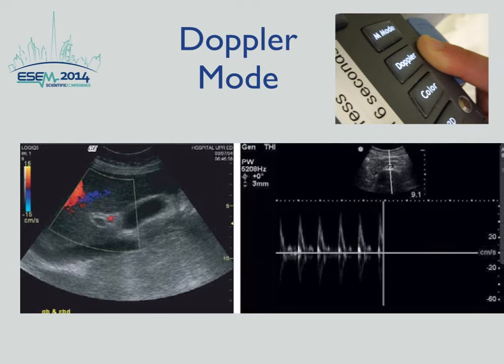Doppler or D mode is an imaging modality that relies on the principle of Doppler frequency shift. Doppler ultrasound can differentiate movement of the reflected ultrasound waves towards or away from the probe. This is represented either by color change, which is known as color Doppler, that is demonstrated on the left side of the screen, or by audible or graphic peaks known as spectral Doppler, which is the image on the right side of the screen.